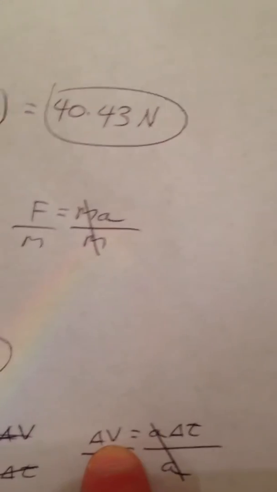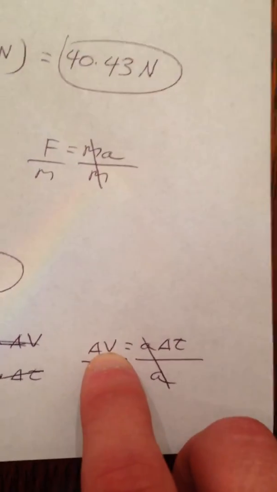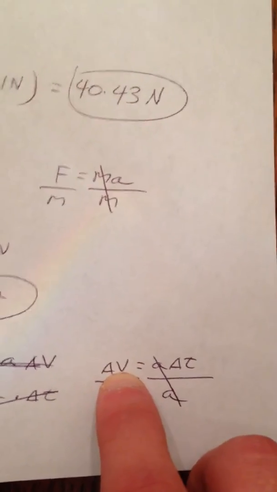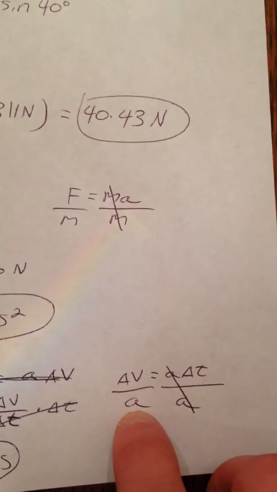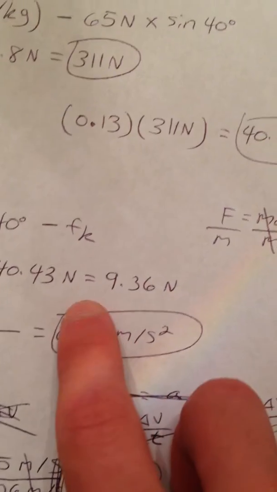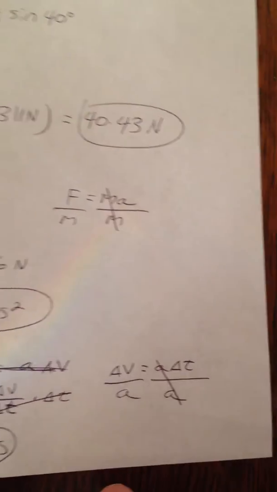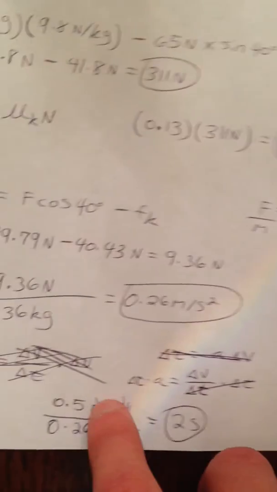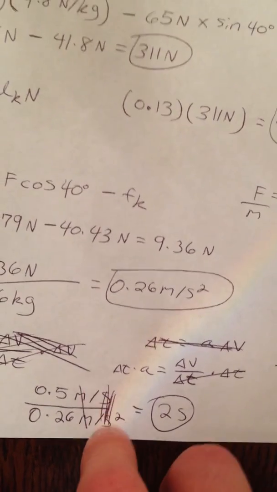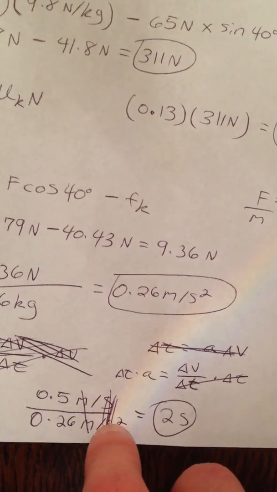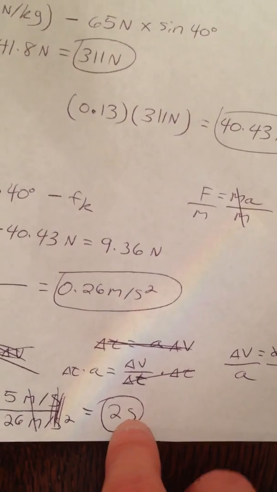So the final velocity happens to be 0.5 meters per second, and she starts at rest. So it's 0.5 minus 0. So that's 0.5 divided by the acceleration which we just got. Divide that. The meters cancel out. The seconds cancel out because you got second squared right here. And you end up with 2 seconds.